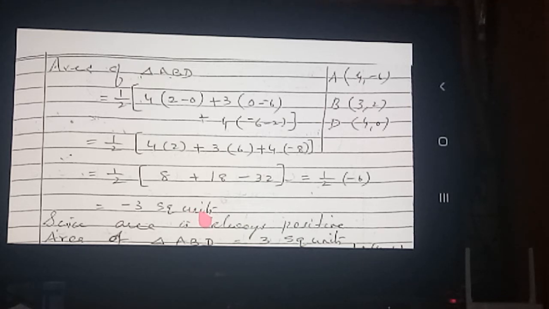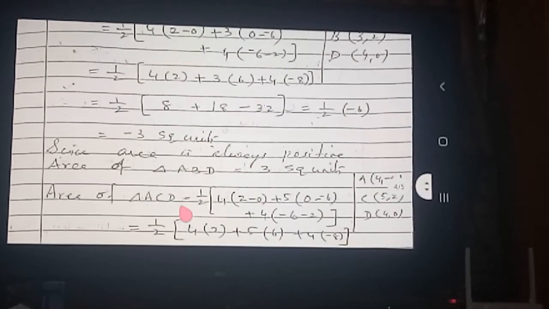You have studied very clearly that the area of a triangle is always a measurement, so it will never become a negative number. So the area of a triangle is always positive. Therefore what is the area of triangle ABD? 3 square units. Area of triangle ABD is equal to 3 square units. Similarly, you find out the area of triangle ACD. Start. Area of triangle ACD is equal to half into x1, that means 4.